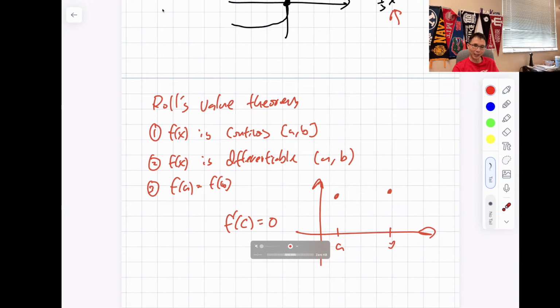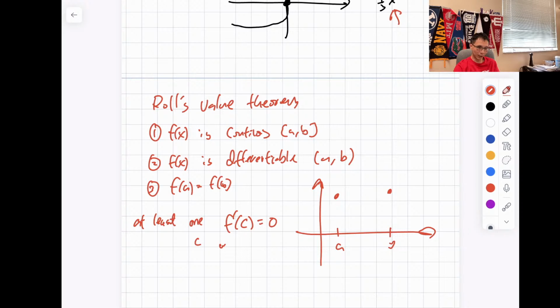Now, you could have something like this, right? You could also have something like this. You could have at least one c, where f prime of c is equal to 0, which kind of makes sense. You could have something like this. That's a c, right? You could have something like this. This is 2 c's, right? So you could have 2 c's where the slope is equal to 0, you have a horizontal tangent.